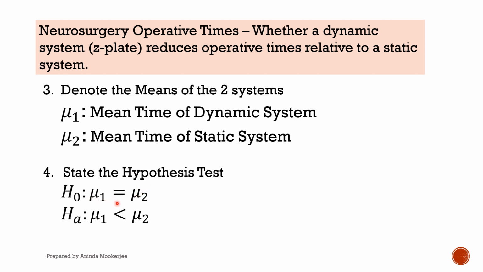So mu sub 1 equals mu sub 2, and the alternate hypothesis should be mu sub 1 is less than mu sub 2. Why less than mu sub 2? Because the question says we want to test whether the dynamic system reduces the operative time. Reduces means it lessens the operative time relative to a static system, right?